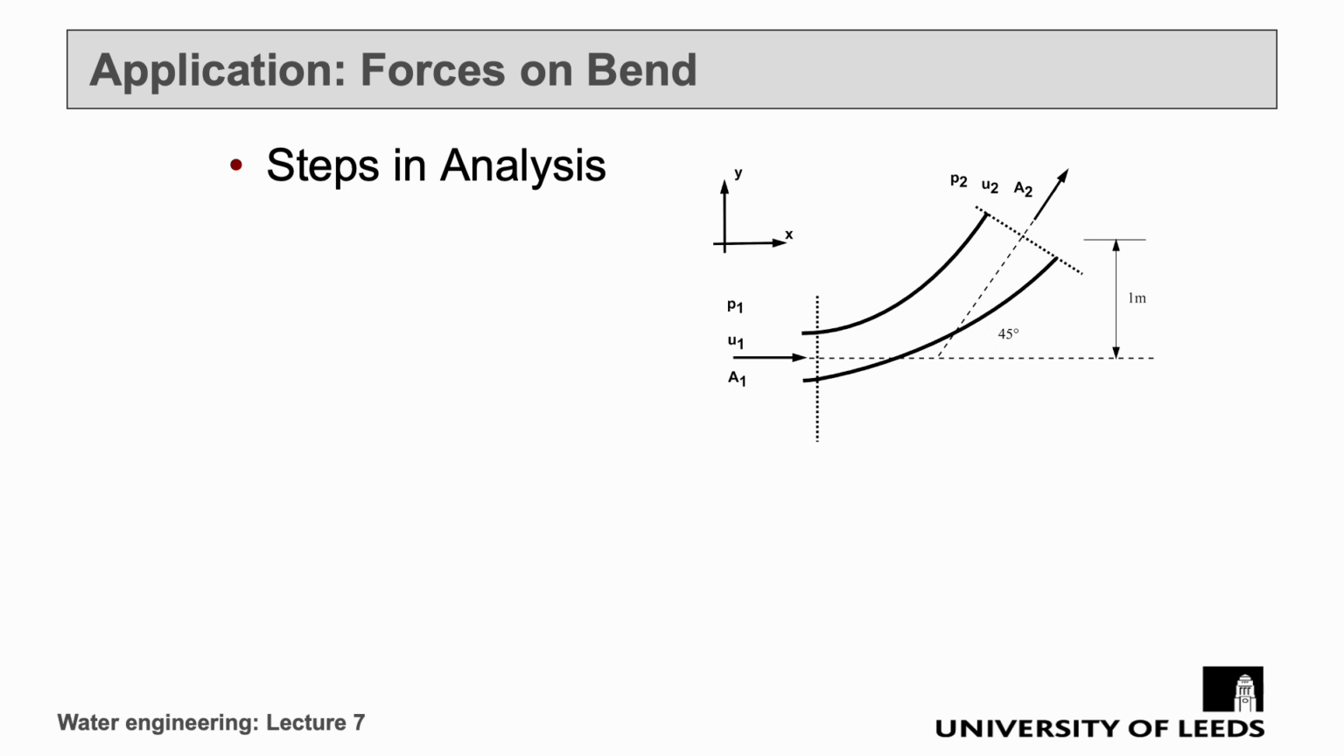Now we can work out a systematic way of solving the force on a bend. So here's a generic bend. I've aligned my coordinate system with the inflow, so theta 1 equals 0, and I'll drop my theta 2 and just say theta is equal to 45 degrees in this example. And this pipe is going upwards, and so it rises by 1 meter as the flow comes out.